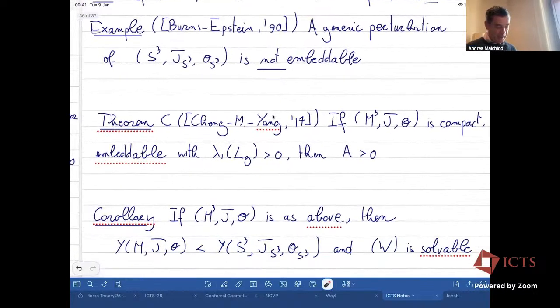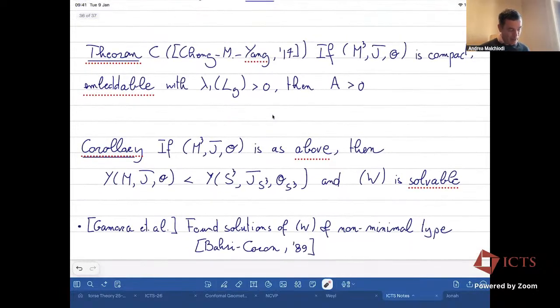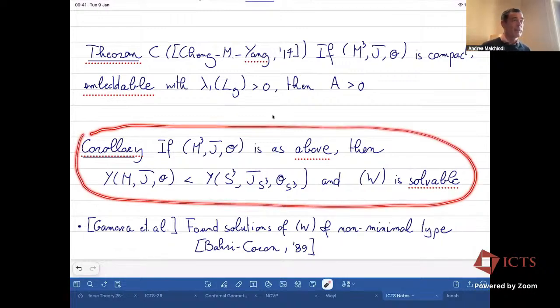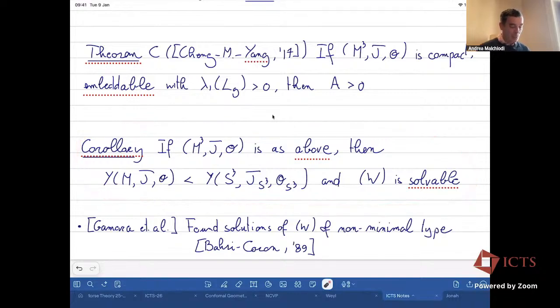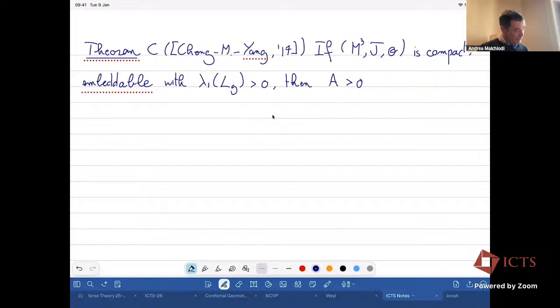Maybe I'll just say a few words about the proof. And I recall that as a corollary, we know that the infimum of the Yamabe quotient on a manifold is lower than the spherical one, and it is attained. And as a consequence, the sub-Riemannian Yamabe problem is solvable. Okay, so let me copy the theorem. The proof is, I won't say much, but the proof is inspired by some work by Witten in '86.